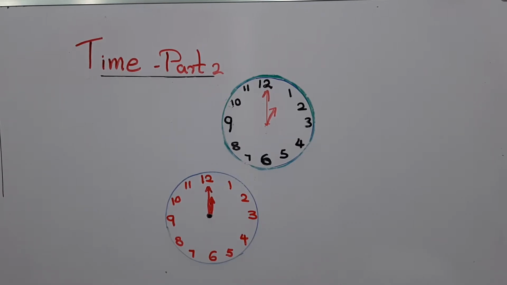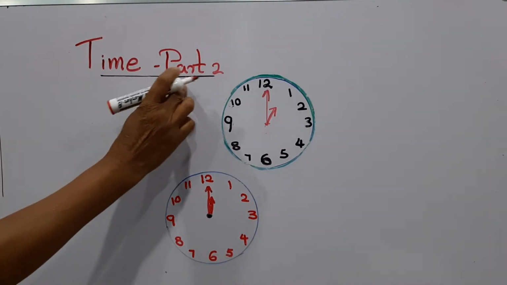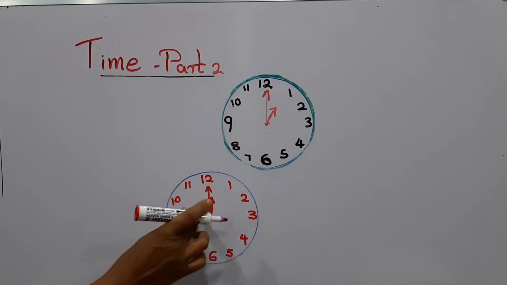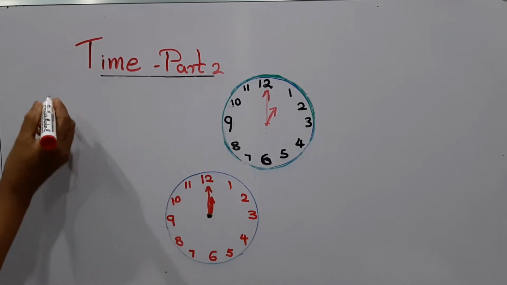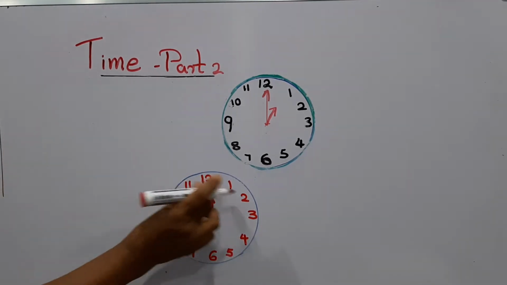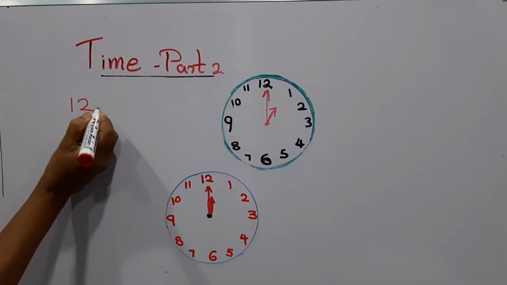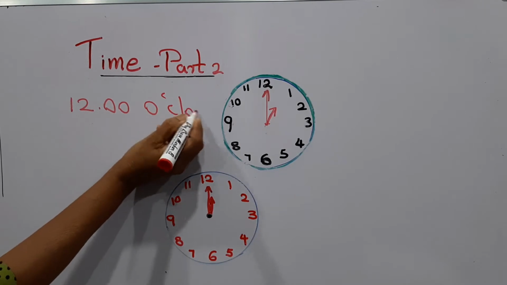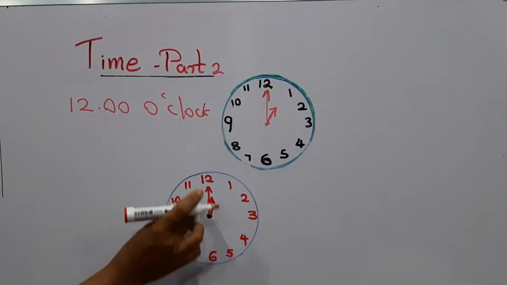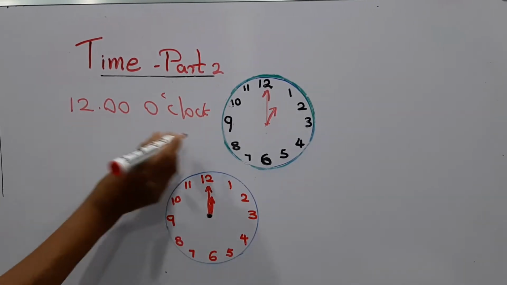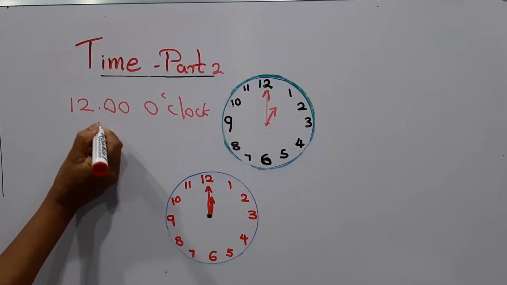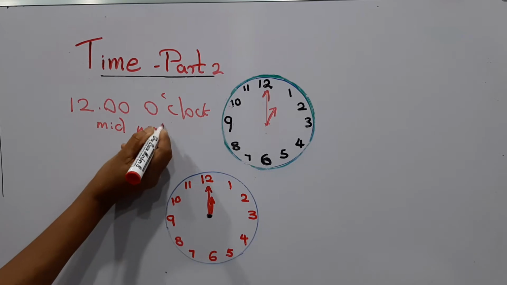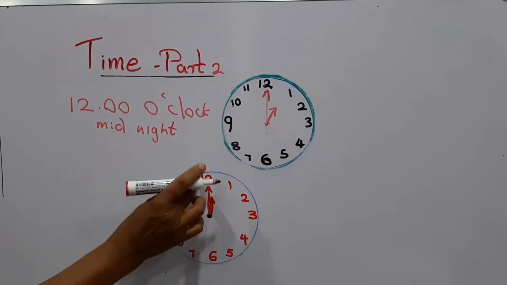Today our lesson is time, that is under part 2. Now look at the clock face here. What's the time now? Yes, the time is 12 o'clock. We think the time is 12 o'clock, that is midnight. The time is 12 o'clock.